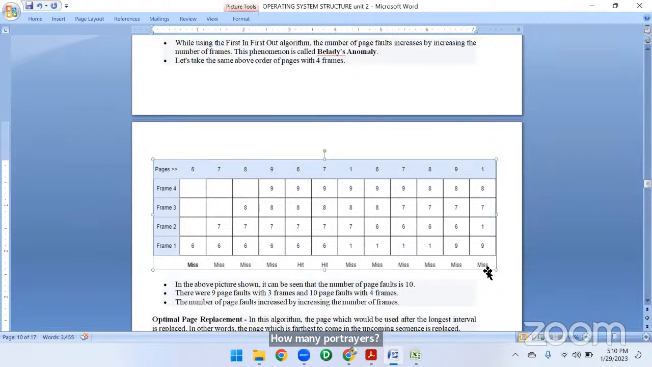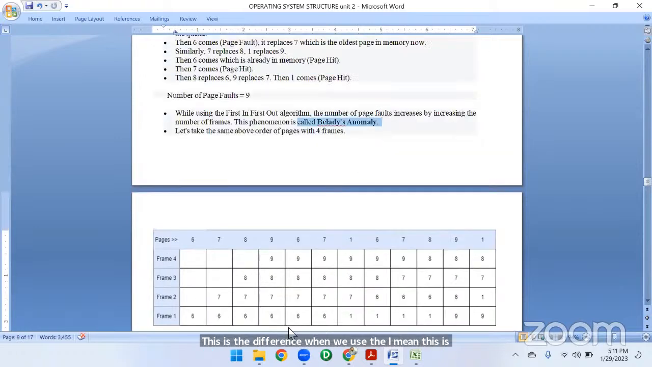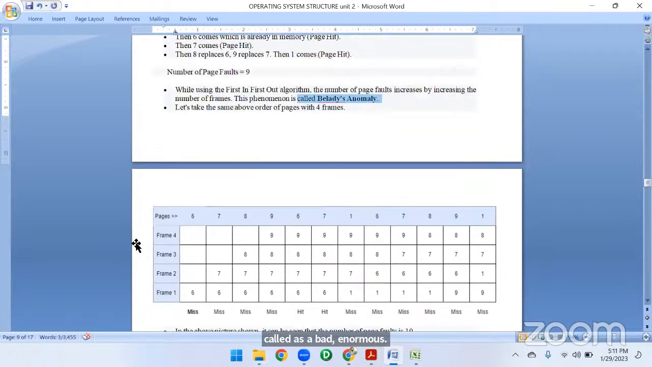So the page faults have increased. Why? Because when we increase the frame size of the memory, the fault ratio is going to increase, right? This is the difference. This is called a bad anomaly. Okay, when we increase our frame size and the fault ratio increases, we call it Belady's anomaly. Sorry, not bad, Belady's.